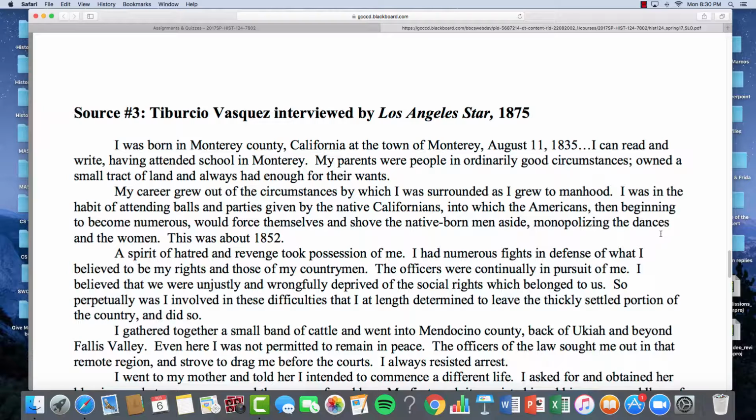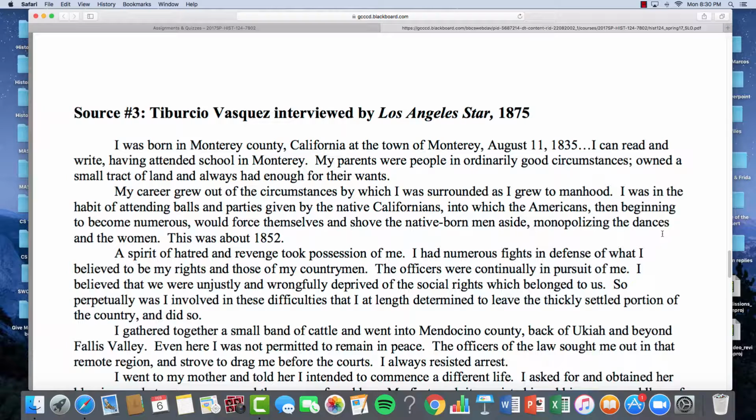He talks about a spirit of revenge and hatred which took possession of me. He talks about his clashes with Anglo-American authorities. So pay close attention to Tiburcio's tone that he tells to the Los Angeles Star newspaper in 1875. You might say that Vasquez has maybe a bit of a Robin Hood tone.